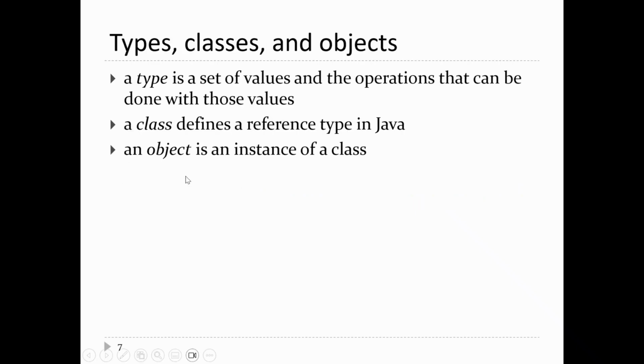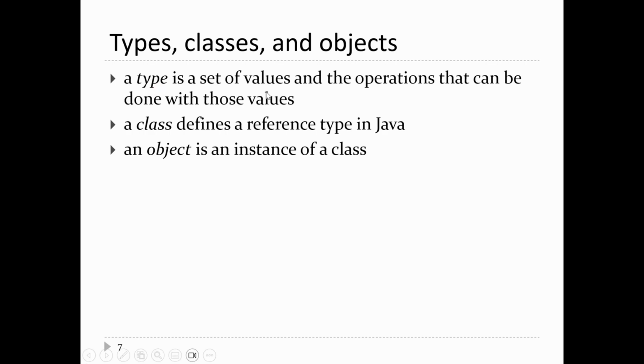Okay, so before I tell you about strings, I need to tell you a little bit about types, classes, and objects. So a type, you were probably never told exactly what a type was in your Python courses. You might have heard the word type every once in a while. Python sort of tries to hide the fact that there are types in the language. In Java, the types are explicit, so you need to know what exactly types are.